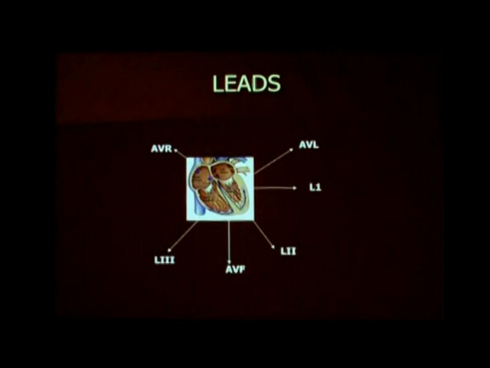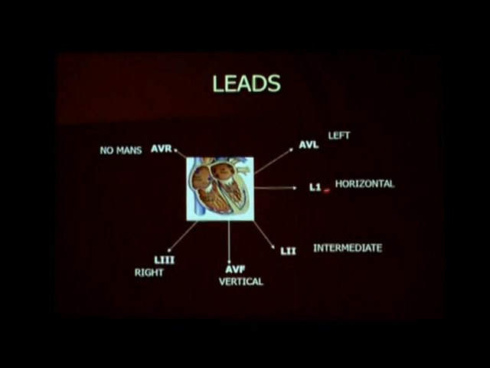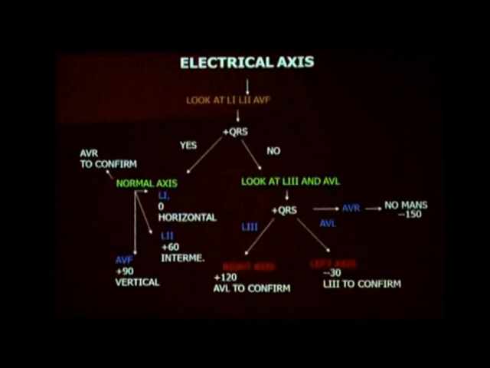Before we go to the widening, we must know the QRS axis, the electrical axis. Remember this diagram? Have you seen this diagram somewhere? Yes, somewhere in your life, you have seen it in dreams. So L1 is what lead? L2 is the intermediate lead, AVF is the vertical lead, L3 is the right-sided lead, AVL is the left-sided lead, AVR is no man's land. If you remember this, the calculation of the axis is very easy.